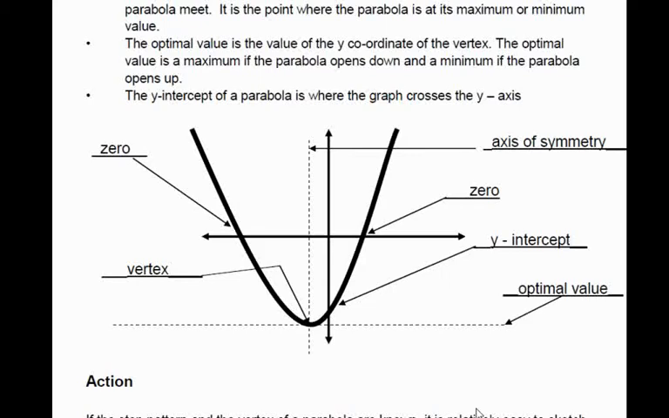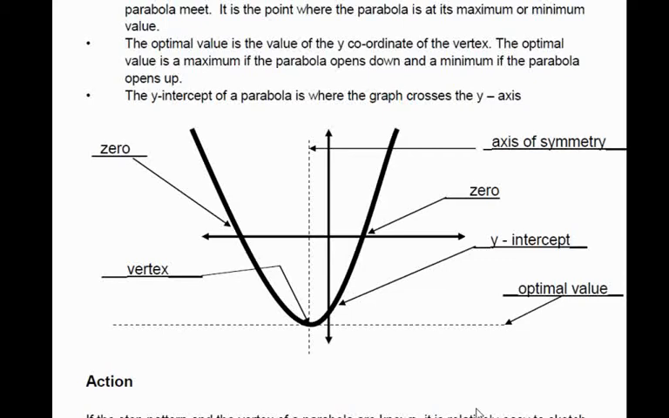And the property that would represent if it opens up or down would be the sign of the number, the coefficient of the x squared term. And if that sign is positive, it opens up. If that sign is negative, it opens down.